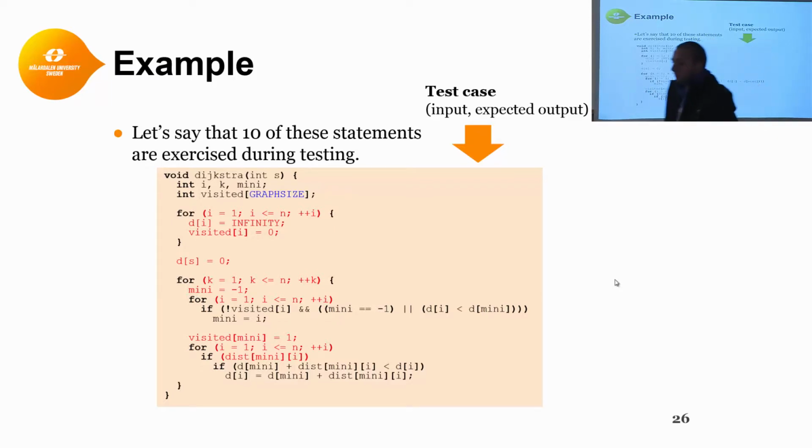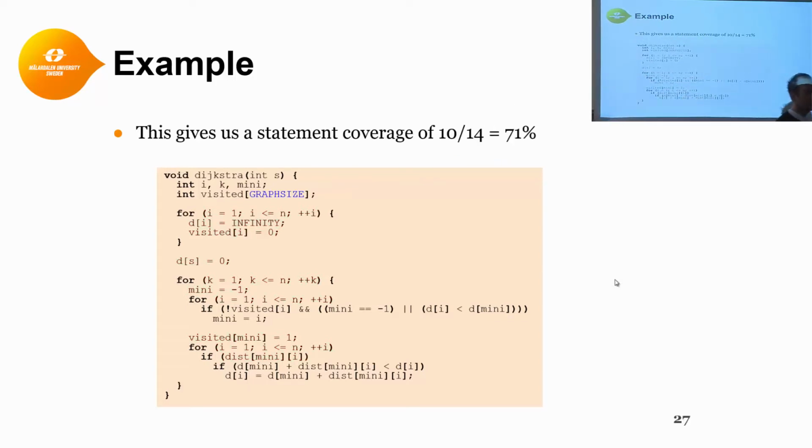So let's say that you have an input that executes 10 of these 14 statements. What coverage do you have? Well, you simply divide the number of executed statements by the number of statements in the code. 10 divided by 14, roughly 71% coverage. And if you go back here, you have a couple of statements that are not covered.